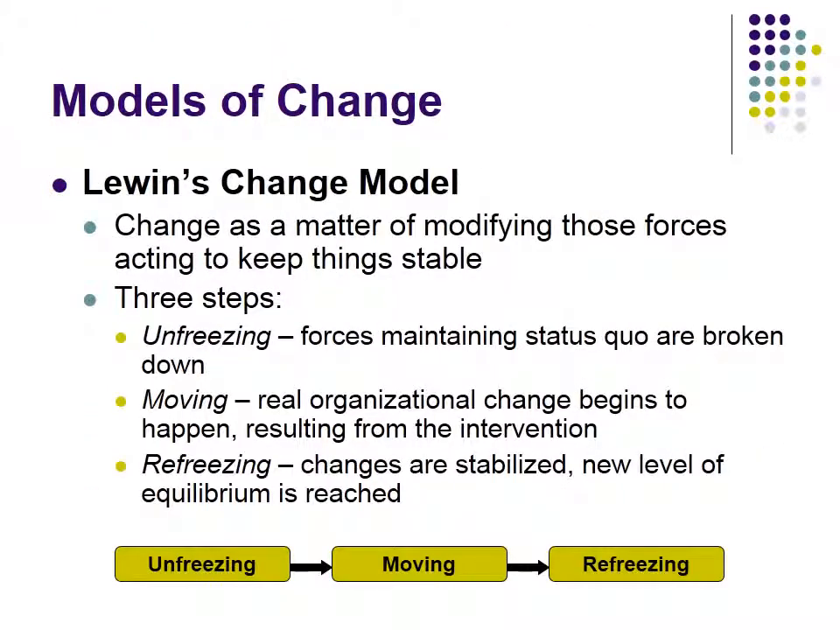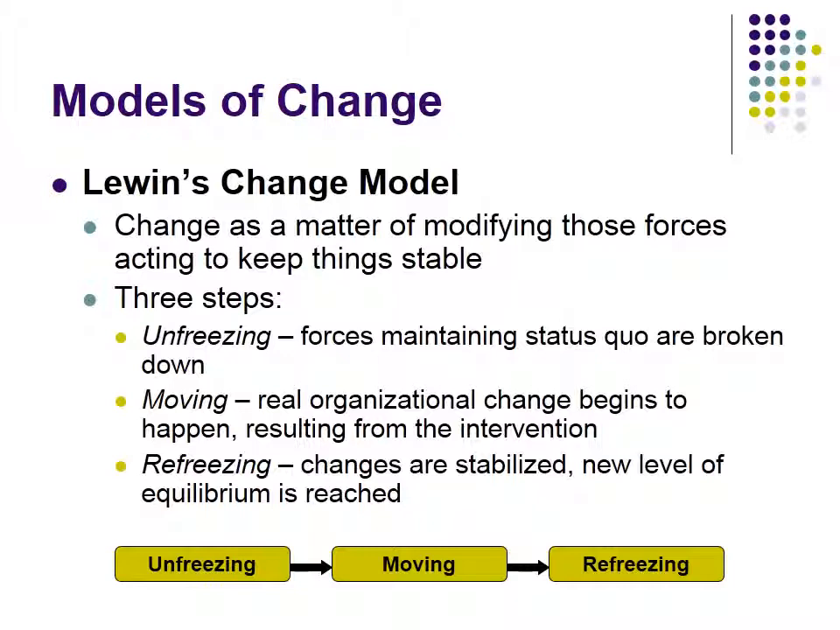So there's two broad models of organizational change. The first one we're going to talk about is Lewin's change model. So change as a matter of modifying those forces acting to keep things stable. So Lewin, I know there's a W there, but it's actually pronounced Levin, he was German, is one of the people that is credited with being kind of the founders of industrial organizational and specifically organizational psychology. Did an enormous amount of applied research in the 40s and 50s.